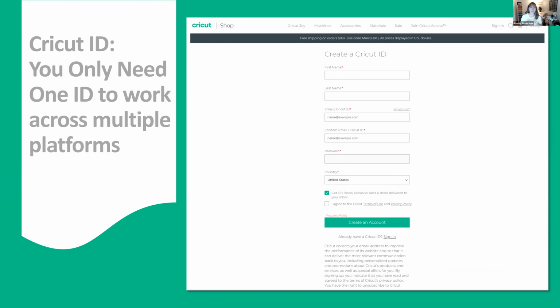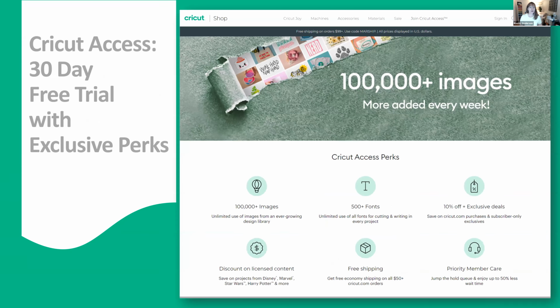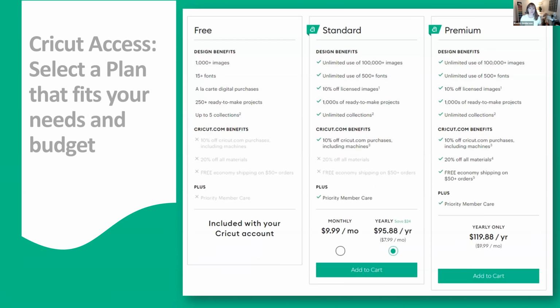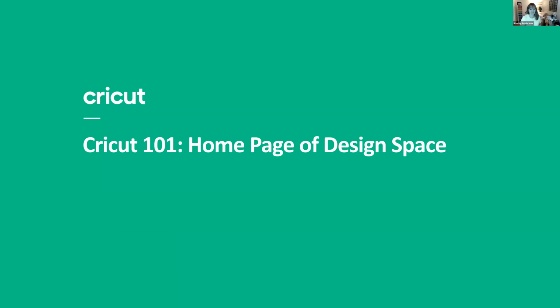So all of your designs that you save are saved up in the cloud. Now, along with your Cricut ID is Cricut Access. When you get your machine at Michael's, you do get a free 30-day trial for Cricut Access. And Cricut Access is basically a humongous library of images and fonts and projects. After the 30 days, you can choose to do the standard Cricut Access or a premium Cricut Access, or maintain a free Cricut Access, whatever works for you.